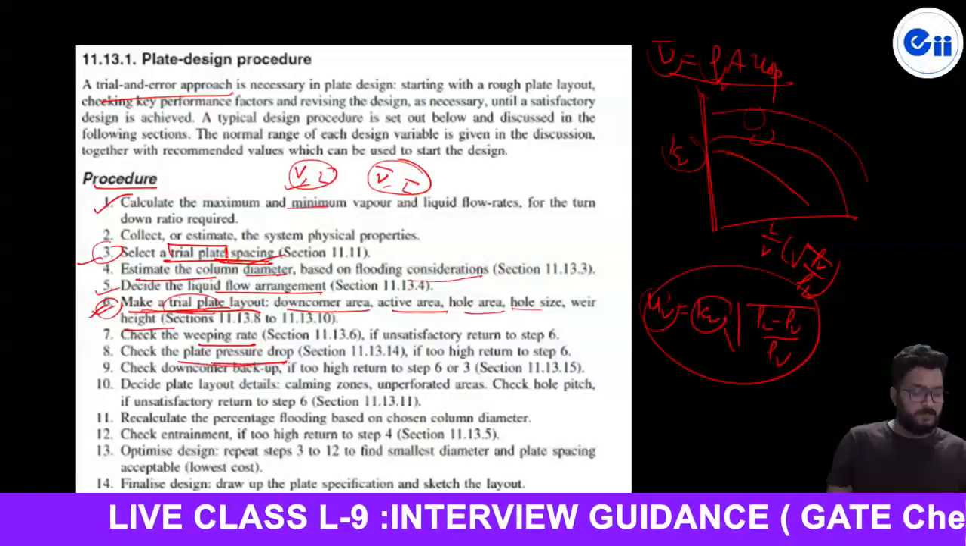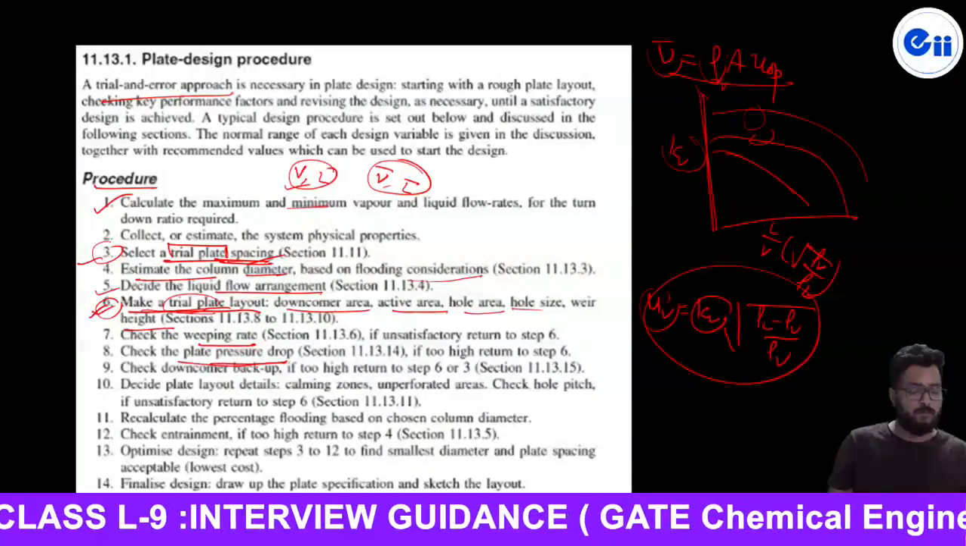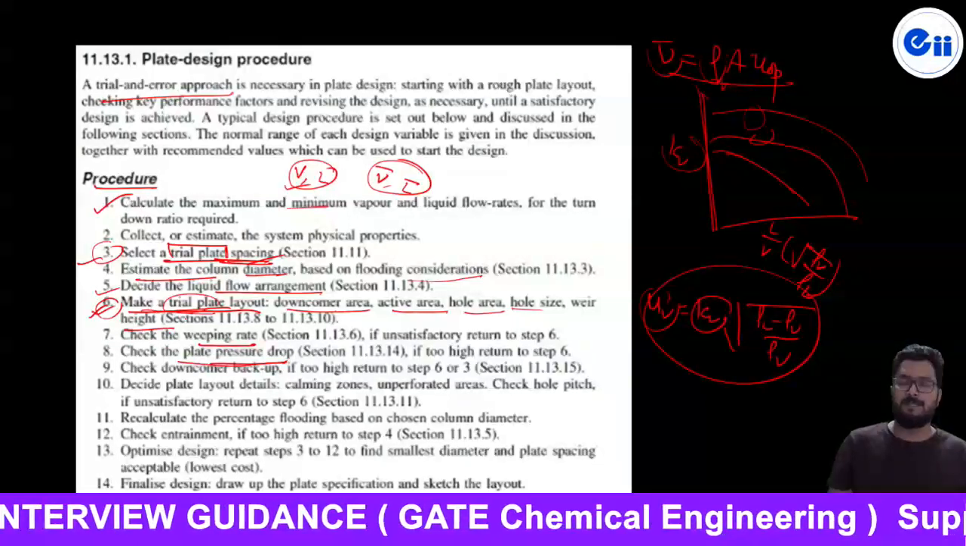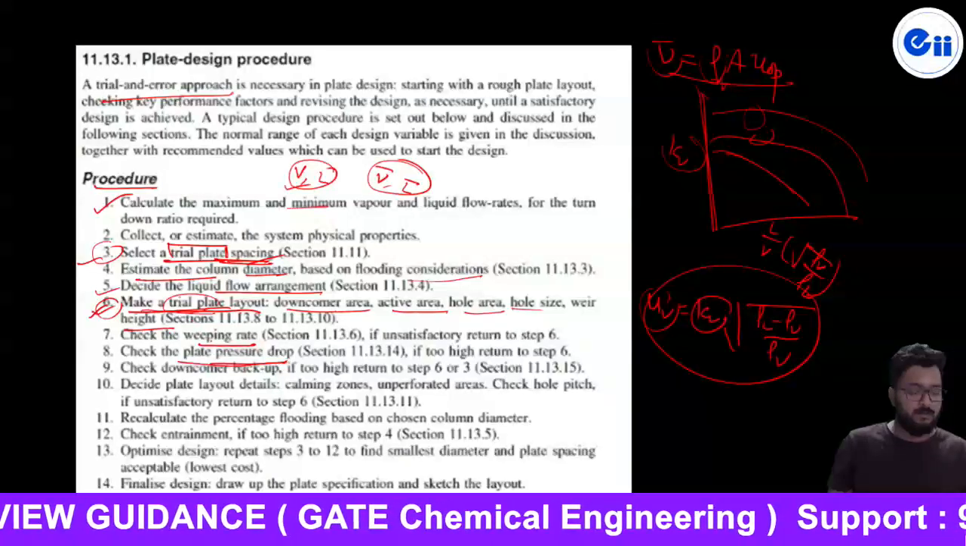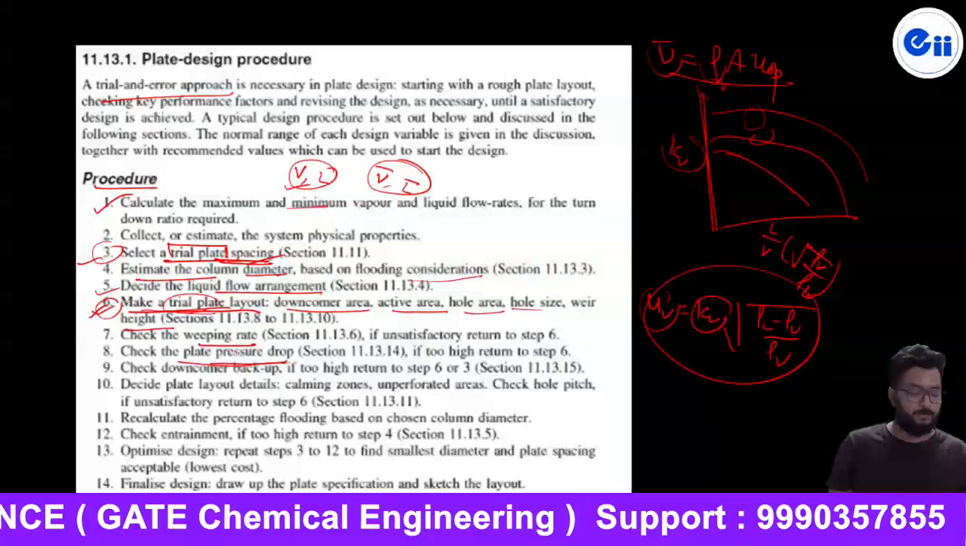So we will calculate the pressure drop, and if the pressure drop is very high, then obviously we have to return again to step number 6. Again we have to change the plate layout parameter in order to ensure the pressure drop across the plate should not be so high.